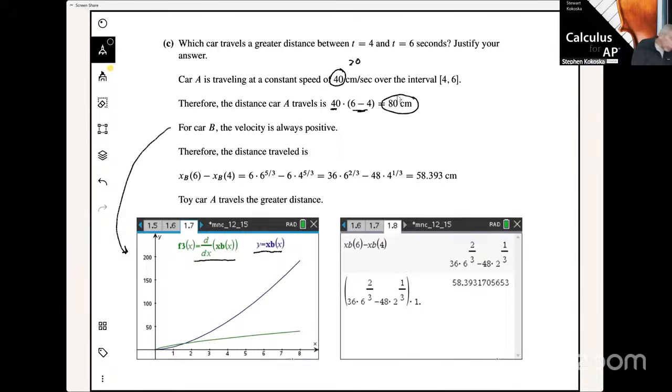And so the distance that car B travels is just this difference. Well, there it is analytically. And I had to convert that into a number here to compare it with 80. And this turns out then that car A travels the greater distance. Here's a little bit of backup on my calculator screen. There's the analytical expression for the distance that car B travels. That's kind of cool. And here's the numerical approximation, 58.393. So once again, car A travels the greater distance. That's a cool problem. Very nice problem.